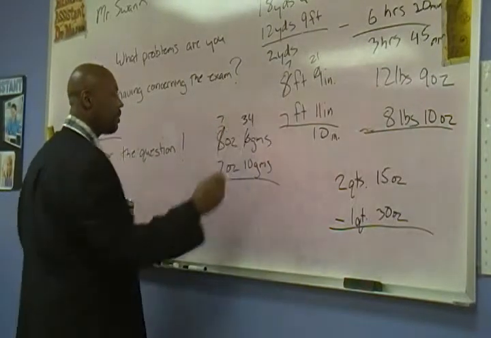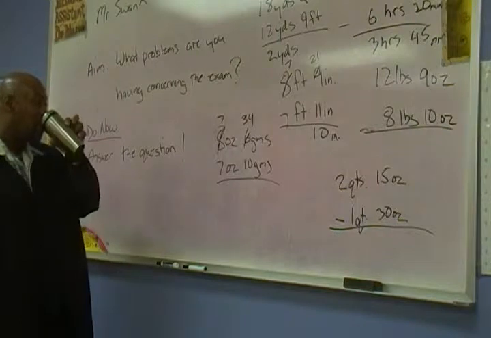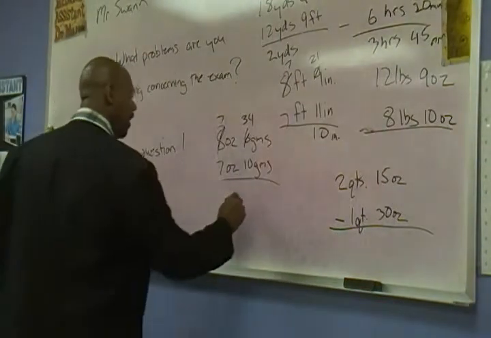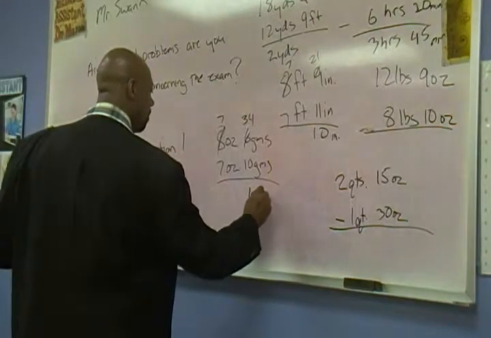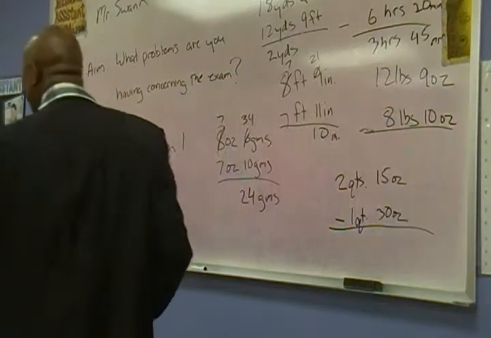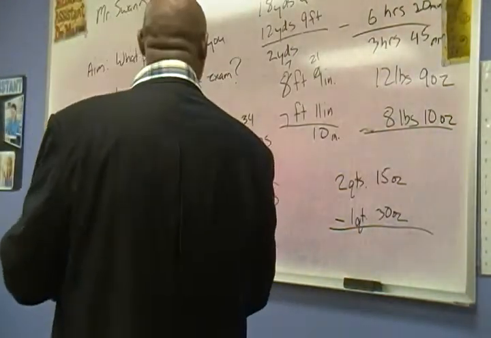34 grams. All right. Then you minus the 10 from the 34. 4 minus 0 is 4, and 3 minus 1 is 2, so 24 grams. That's it. That's almost an ounce.